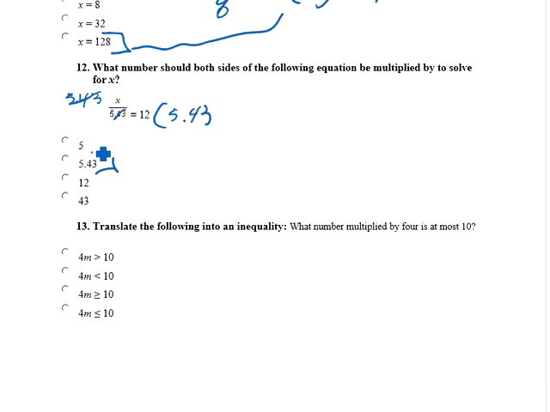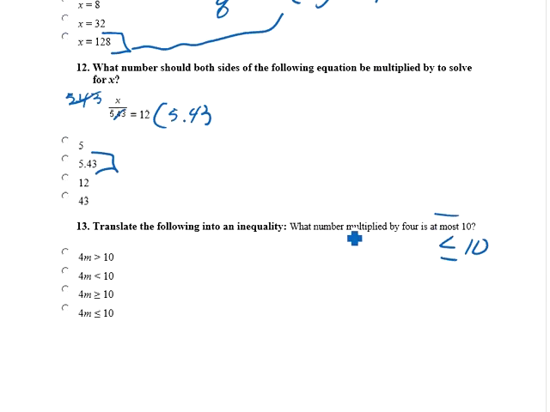Translate the following into an inequality. What number multiplied by 4 is at most 10? That at most is less than or equal to. It's got to be 10 or less than 10. That's what at most means.